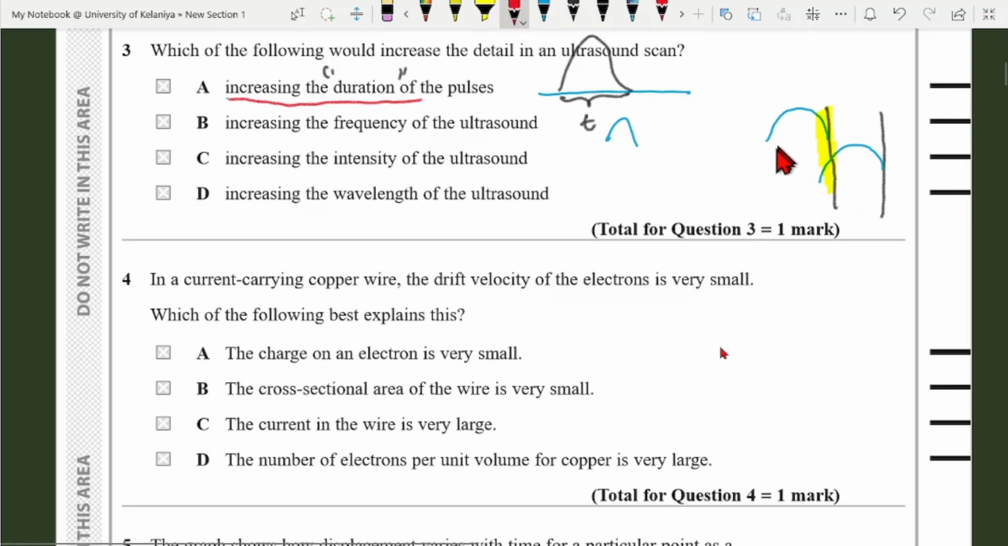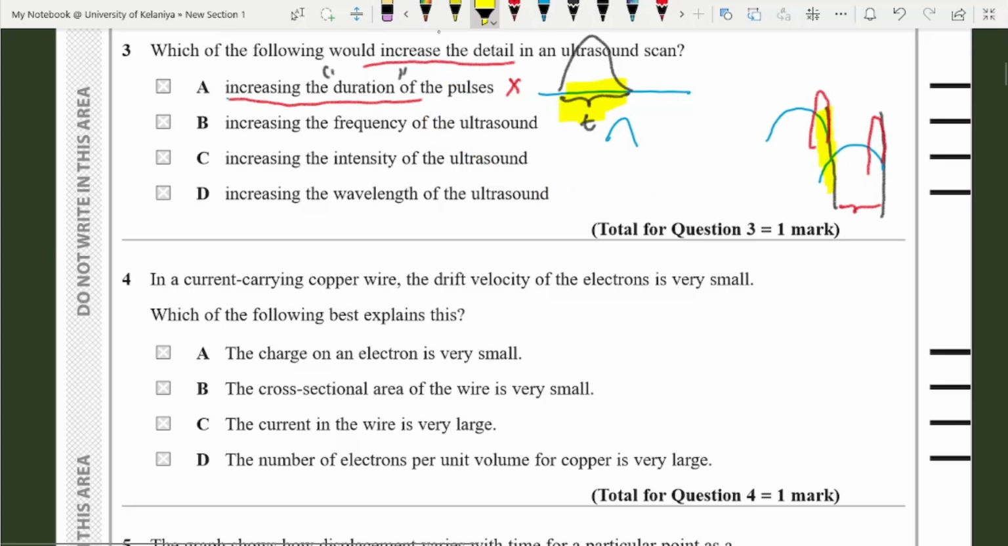If we have sent a small pulse like this, they don't superpose. They will give the exact gap between these two boundaries, and that will increase your details about the ultrasound scan. So this statement is incorrect. Why? If you increase this duration, your pulses will superpose, so you won't get good details. Your details will be lost because they superpose. If you send small pulses, they will give you better details about the ultrasound scan.